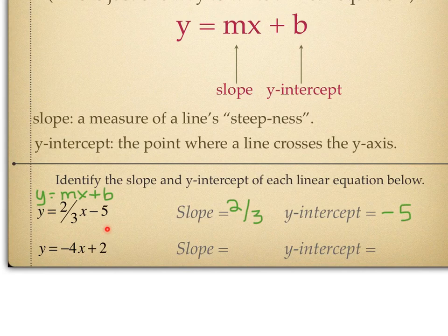In this next one, this is in my m spot, this is in my b spot. So -4 would be my slope, 2 would be my y-intercept. Okay, that might be a review of stuff you've seen before.